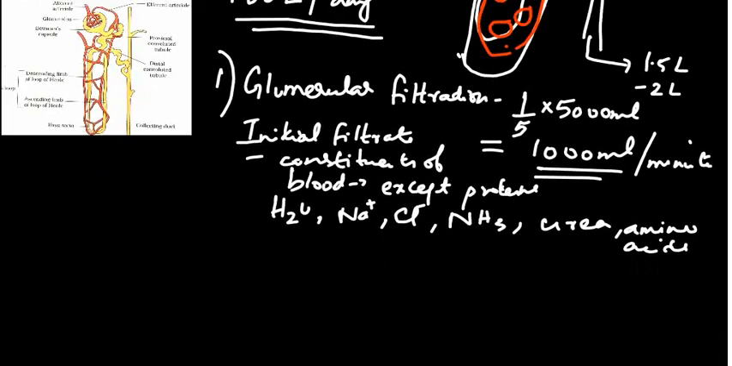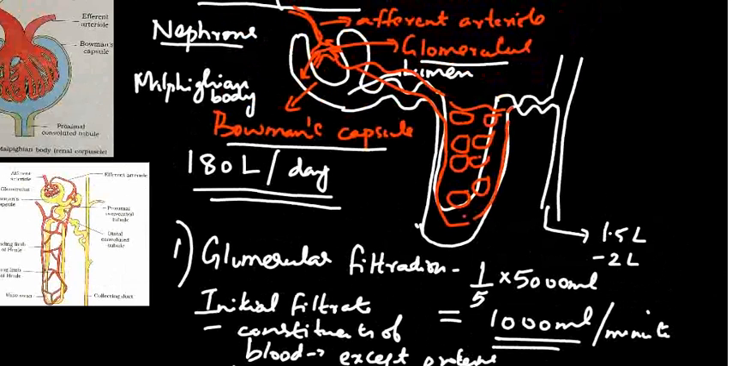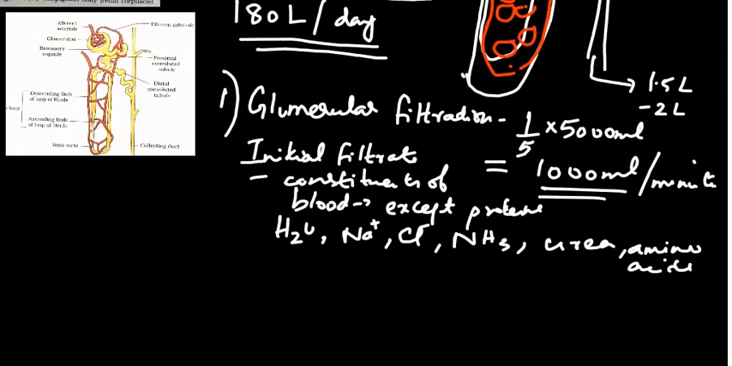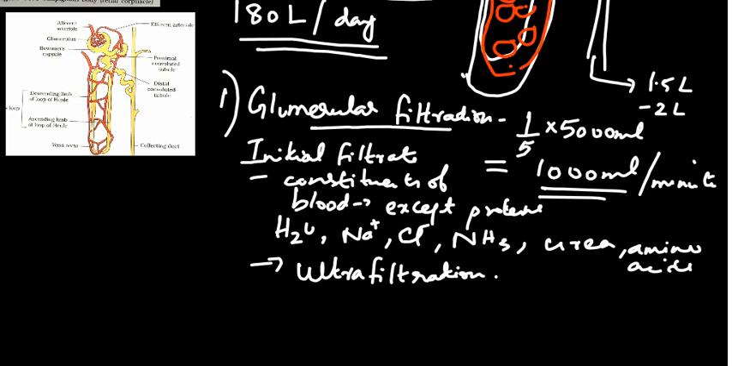As the filtrate passes through the proximal convoluted tubule, Henle's loop, distal convoluted tubule, whatever the blood requires according to the need will be taken back. That is called reabsorption. So this step of glomerular filtration is also called ultrafiltration because a major part of the blood is getting filtered there. And it filters with a blood pressure, which is also called the glomerular filtration rate.